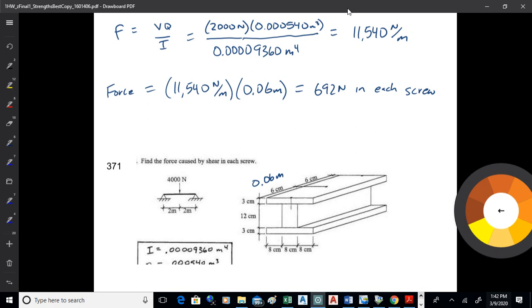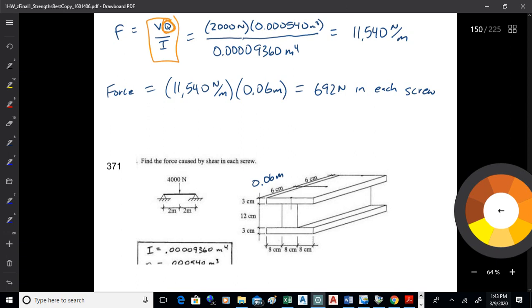So again, I just let the formula tell me what to do. I need V off the shear diagram. I need I for that beam cross-section about its neutral axis, and I need Q, which is that first moment of area. Just be sure that you know what this one is, okay?